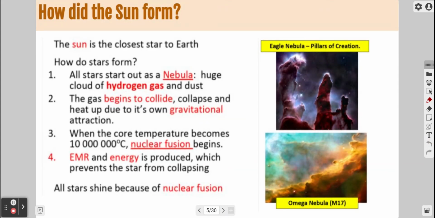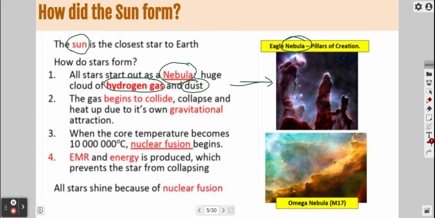So how did the sun form anyway? One of the things you do need to know is about how different types of stars form. And we're going to look at the different types of stars. So first off, we're going to look at the sun because it is the closest star to us. How do all stars form? Well, they all form from a big cloud of hydrogen gas and dust. And that's what a nebula is. You've probably heard that term before, a nebula. There are some really gorgeous pictures of nebulas if you go onto the internet and search nebula. There are some examples of different nebulas.